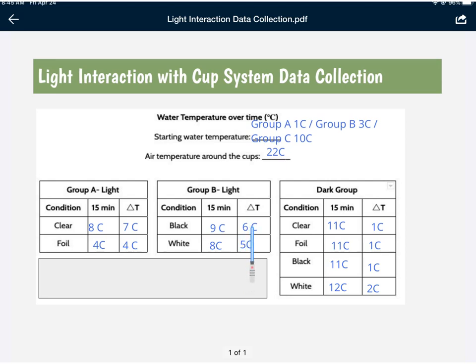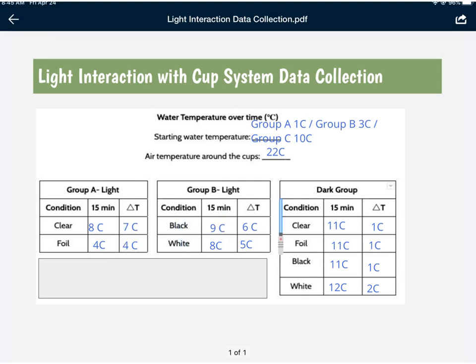If we compare the colored cups to the clear cup, you can see that it is a little bit less. The clear cup had 7 degrees, the black cup had 6, and the white cup had 5. So there definitely is an effect from using a painted cup, and it does change the amount of heat that's absorbed compared to a clear cup.